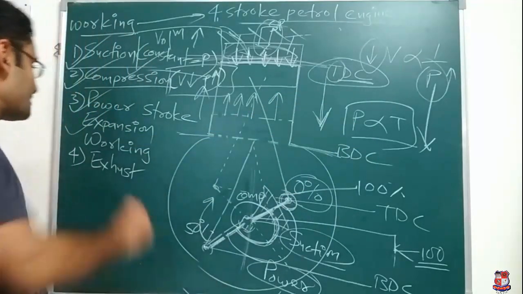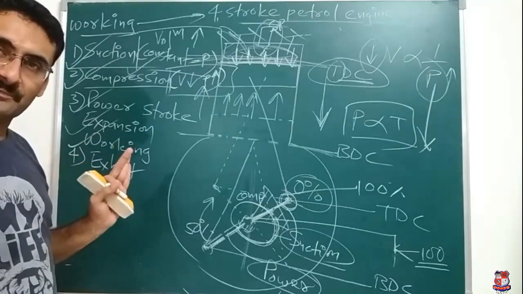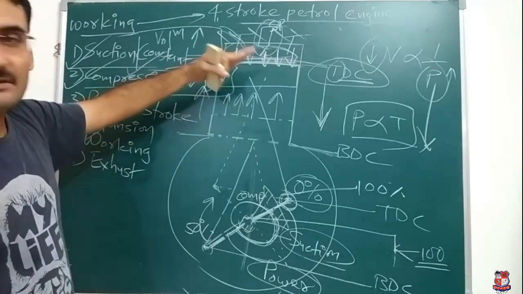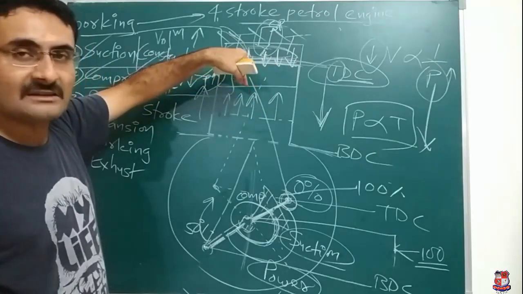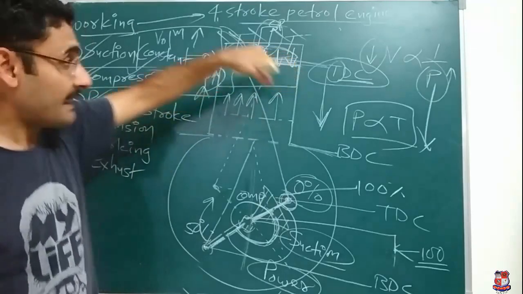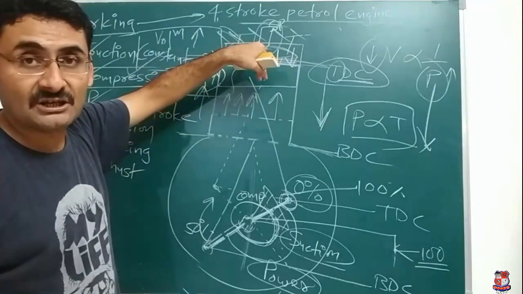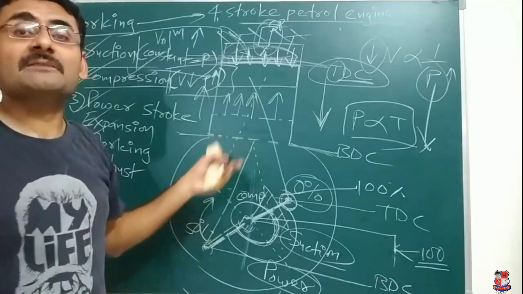That is why it is also known as working stroke. So, clear about the power stroke also? In the power stroke, what happens? When the piston is on TDC, both valves are closed, and the pressure and temperature of the air and fuel mixture are extremely high. If you supply a spark to that high-pressure, high-temperature mixture, combustion takes place.